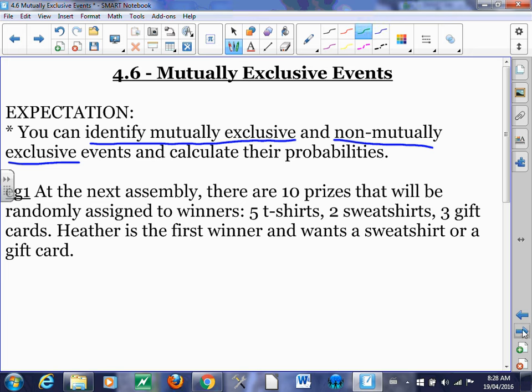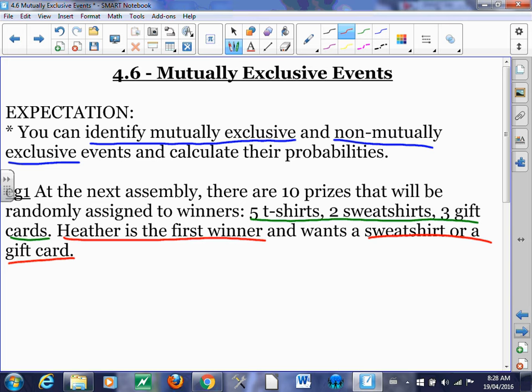At the next assembly, there are 10 prizes that will be randomly selected to the winners. There's 5 t-shirts, 2 sweatshirts, and 3 gift cards. Okay. Now, Heather's the lucky person because Heather is the first winner and wants to win a sweatshirt or a gift card. Okay? So don't forget that when we take a look at that or, it's going to mean to add, right? Okay? So let's take a look at doing that.